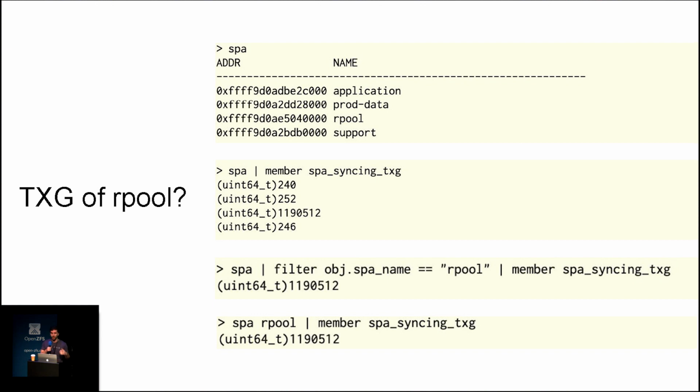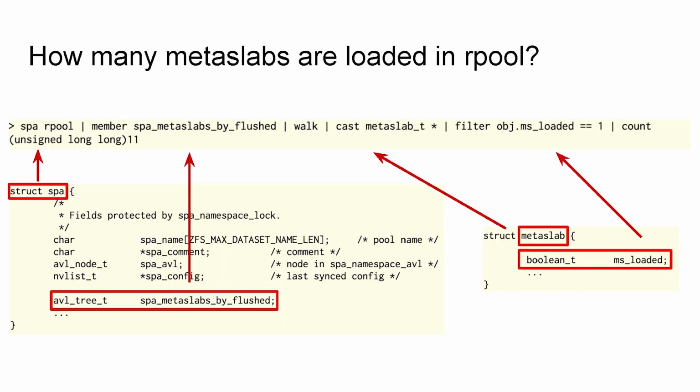And again, we do this so often that we actually added argument parsing to spa, so we can do this right away, but filter by itself is just a powerful command. And I have another example actually of how good filter is. Drawing from whatever we learned from Paul earlier about metaslabs and being loaded, let's say that we wanted to know how many metaslabs are currently loaded in the rpool.